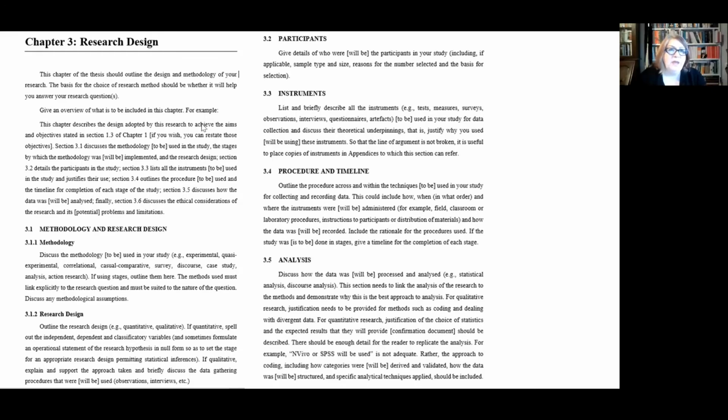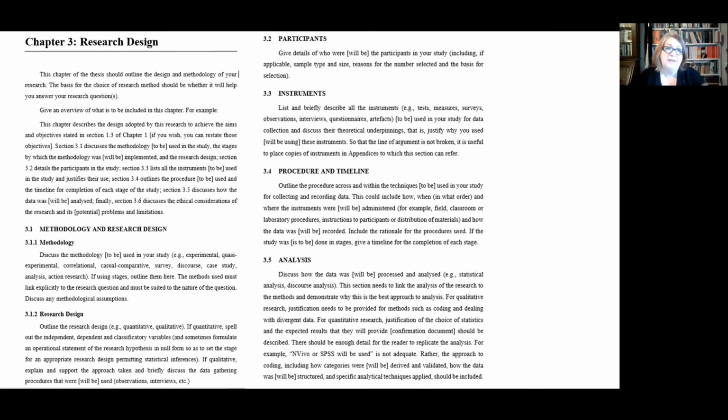So looking here at the sample opening, I'm looking at the 3rd paragraph. The authors open this as, this chapter describes the design adopted by this research to achieve the aims and objectives stated in section 1.3 of chapter 1. Now, if you're doing artifact and exegesis, you may not be using that sort of language. You might be using a more creative, explorative language. But some artifacts and some exegesis do use this style. It's up to you. And then this discusses the methodology to be used in the study, the stages, etc. So this slide gives a nice little breakdown of the type of language you can use to introduce it.